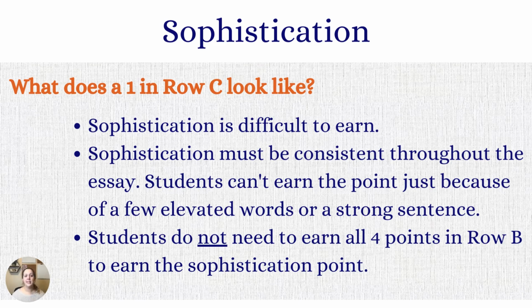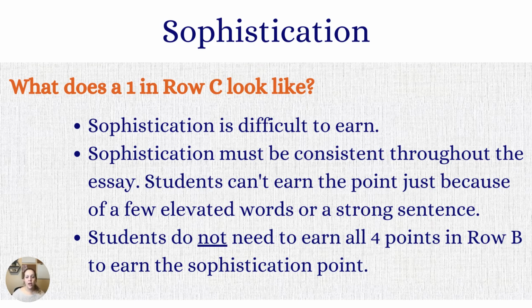Something else to know is that you do not need to earn all 4 points in evidence and commentary to earn the sophistication point. So for example, a student can earn a score of a 1-3-1, meaning they got the thesis point, 3 out of 4 in evidence and commentary, and the sophistication point. It's also possible that a student can earn a 1-4-1 or even a 1-4-0. A student can earn all the points in evidence and commentary, but they might not earn the sophistication point.